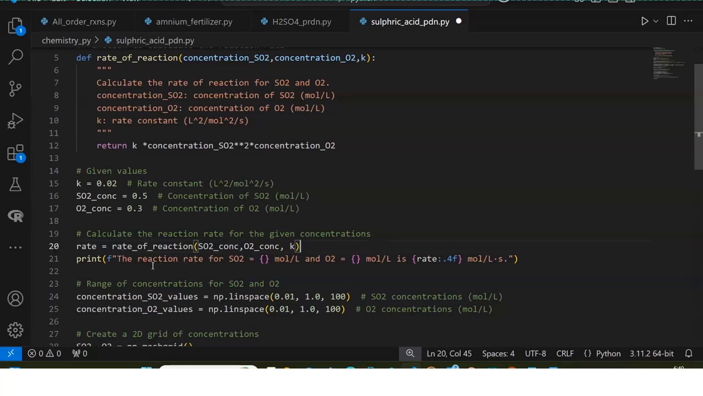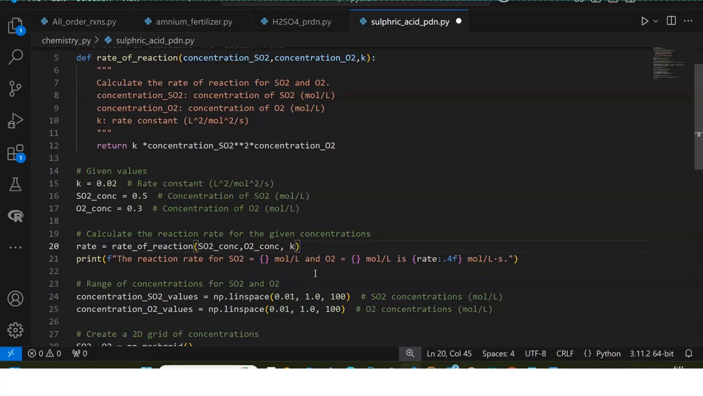First of all, we have a string. We want to print out something that looks like this. The reaction rate for sulfur dioxide is equal to a particular value. The reaction rate for oxygen is equal to that value. And we are going to produce this. Of course, this is going to be a float, and the rate is going to be given to 4 decimal places.